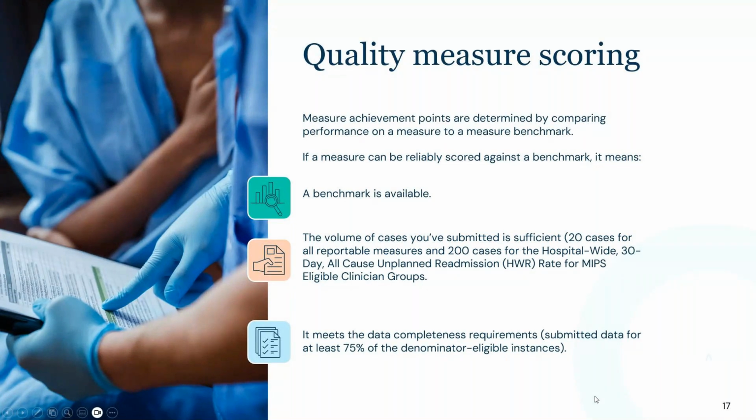The volume of cases you submit: you need to have 20 cases for each of the CQM, eCQM, and Medicare CQMs, and 200 cases for hospital-wide, 30-day, all-cause unplanned readmission. As an ACO, there's no way that you're going to fall under any of those categories. And then you need to meet the data completeness requirement. That's probably the hardest and the number one thing you're looking to do. You need to report on at least 75% of your denominator eligible instances, and that way your measures can get benchmarked.